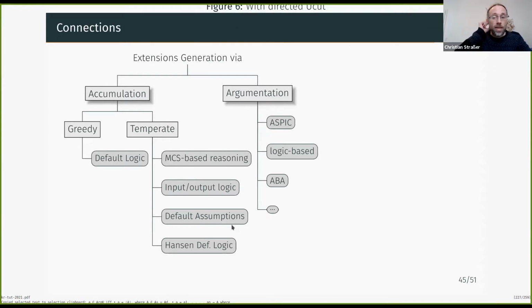Okay. So here's a little bit of an overview of the connections between these different frameworks. So now I talked about all these syntactical approaches. So I talked about accumulation, about the greedy approach, which is most prominently done in default logic, the temperate approach, which is done in many, many different approaches, from maximal consistent subset-based approaches to some defeasible logics, default logics, which have been defined in the context of deontic logic, for instance. Argumentation, there are many different argumentation frameworks. Forgive me that I didn't talk too much about ABA. It would, of course, also be very interesting, but there was no time for that.